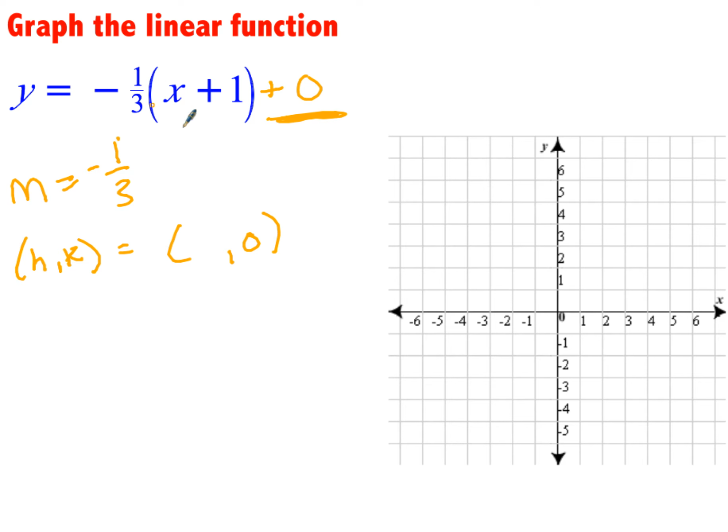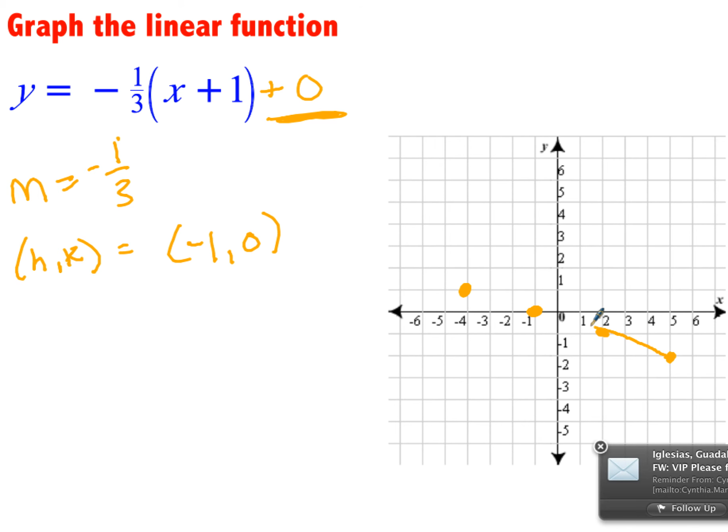Okay, and now I can pull my x value from within my parentheses. Because it's plus 1, I'm going to take the opposite, which is minus 1. So my starting point is negative 1, 0. And now I can use my slope to graph my line. It is a negative slope, so I need to be going down from left to right. So negative 1 over 3. I could also go positive 1 to negative 3. That would still give me a negative slope. Okay, and there we have it, folks.